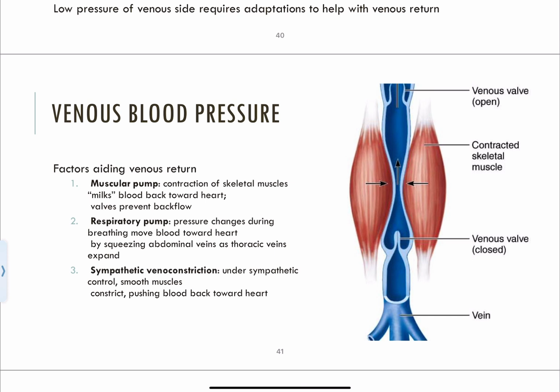Respiratory pump, so pressure changes during breathing can also help move blood towards the heart. When we hit the respiratory system, we'll learn more about these pressure changes and their contribution to this. Then sympathetic venoconstriction: under sympathetic control, our smooth muscles are going to constrict, and that's also going to help push the blood back toward the heart. So basically, all three of these are capable of increasing venous return. If they can increase venous return, that also means we've increased our stroke volume and increased our cardiac output.